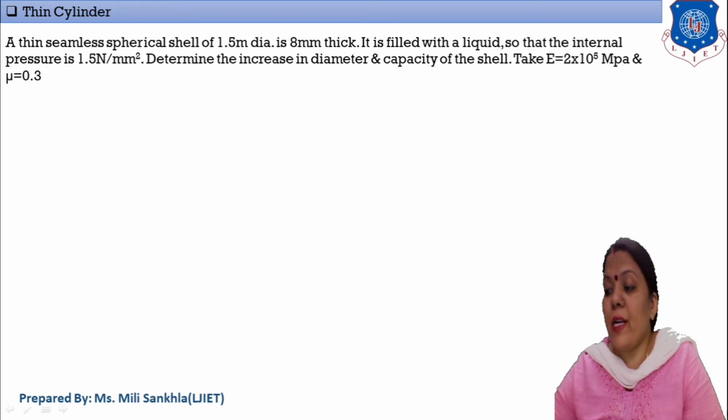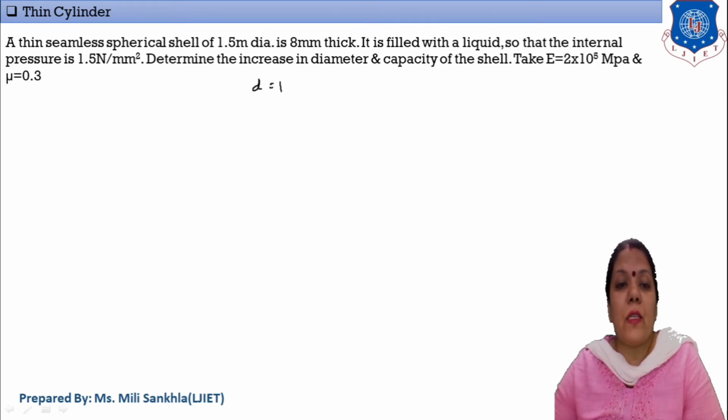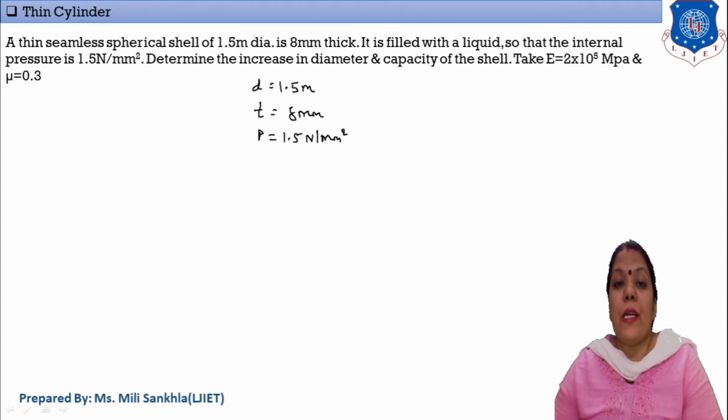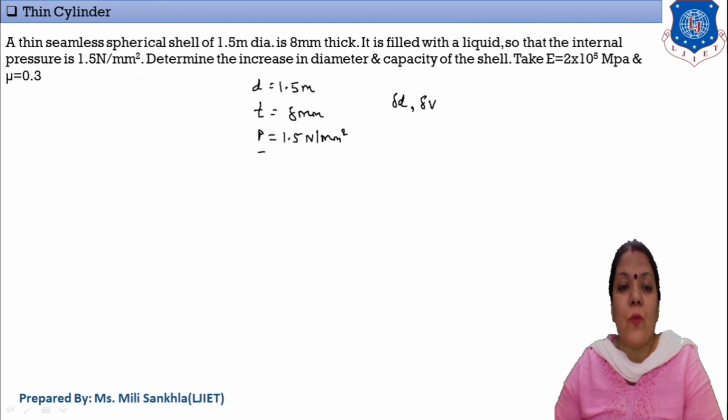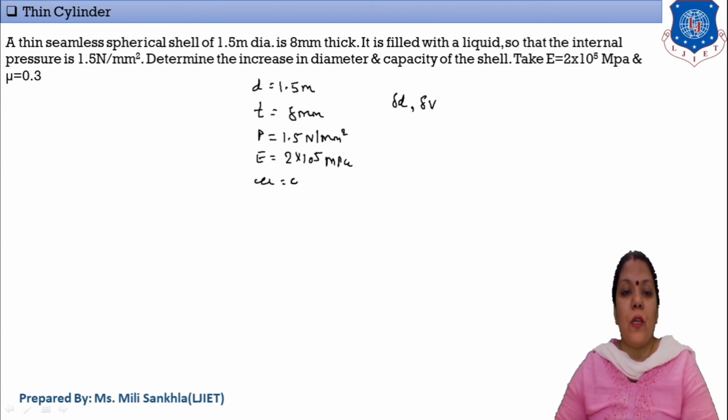Again, one by one write down the data here. Diameter D is given 1.5 meter. Then thickness T is given 8 mm, and it is filled with liquid, so the internal pressure P is equal to 1.5 Newton per mm square. Find out the increase in diameter, that means here we find del D, and the capacity of the shell, that means del V. Our Young's modulus E is given 2 into 10⁵ megapascal and mu is given 0.3.